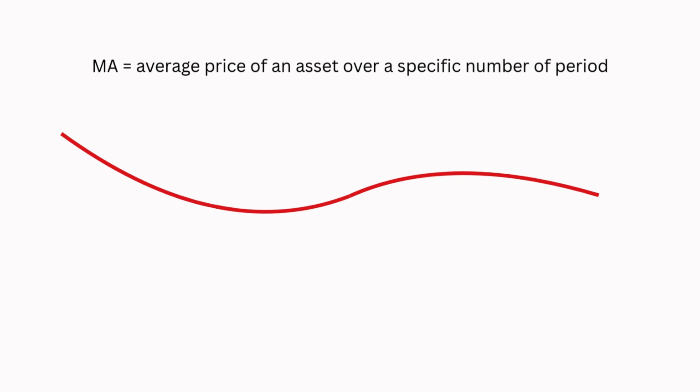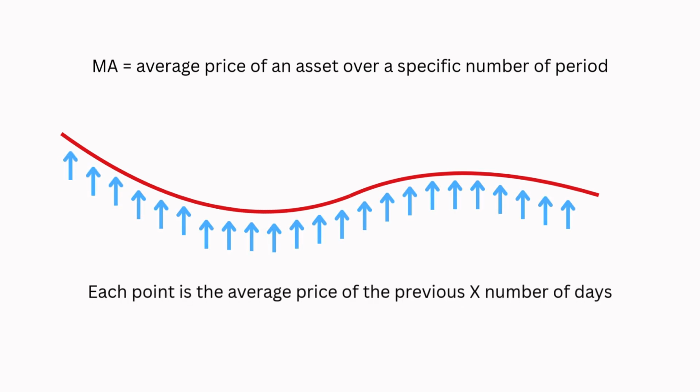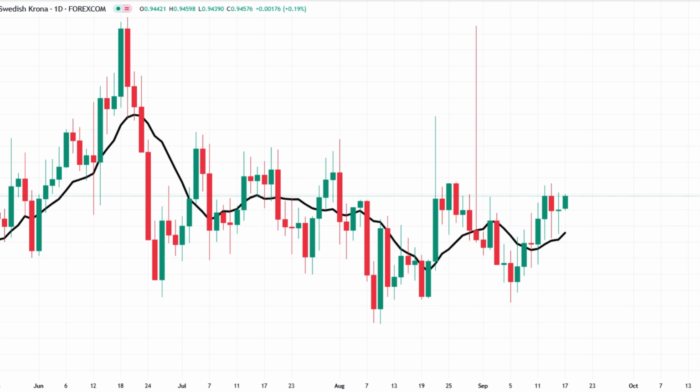Now let's talk about moving averages. A moving average is simply the average price of an asset over a certain number of periods, say 20 days, 50 days, 100 or 200 days. It smooths out the noisy ups and downs of daily price movements so that you can spot the trend more easily. The most common one is the simple moving average.